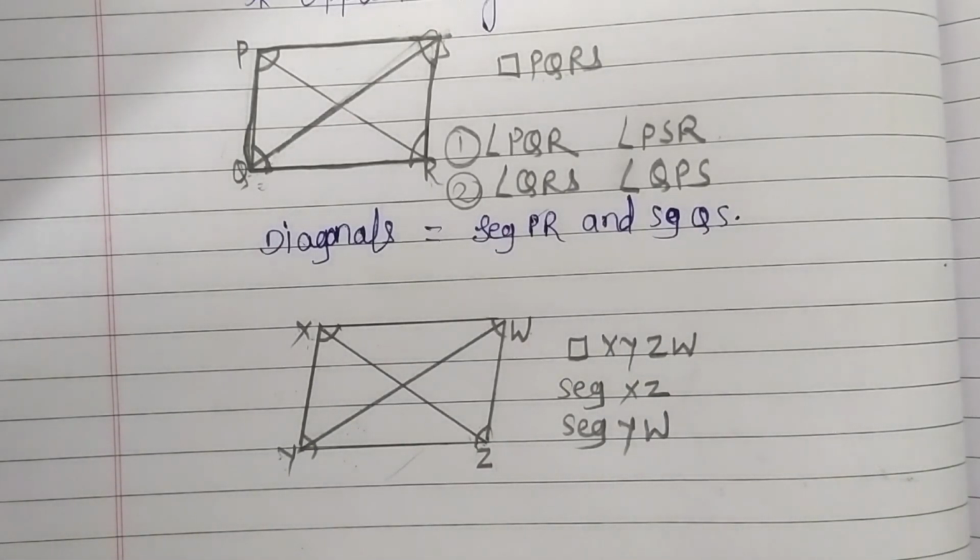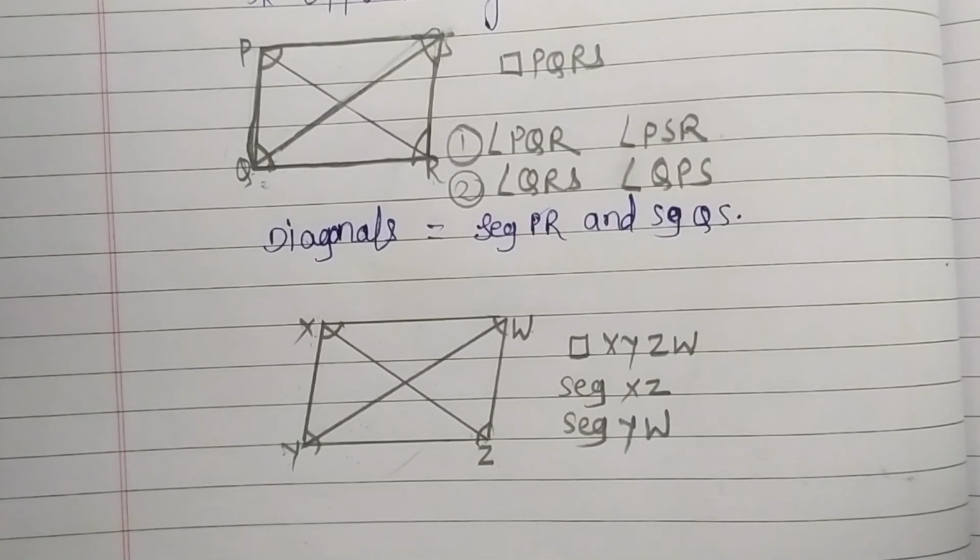So here we know adjacent angles, opposite angles and diagonals of the quadrilateral. Hope you understand. Practice it. Draw such types of figures and find diagonals in them.